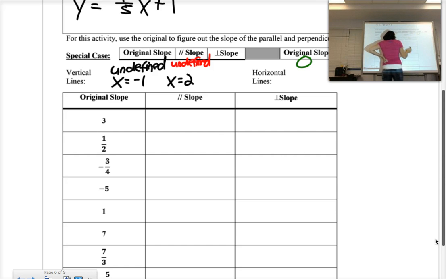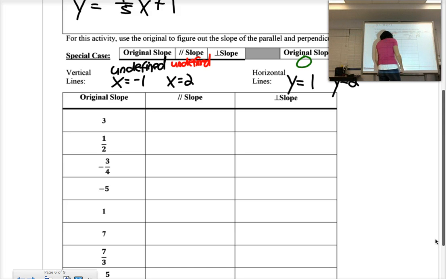So an equation of a line, okay, for something that has a 0 slope would be y equals 1. And an equation of a line that's parallel to y equals 1 would be y equals 2. Or y equals negative 4, or y equals 400, okay? So any horizontal line is going to be parallel to any other horizontal line.